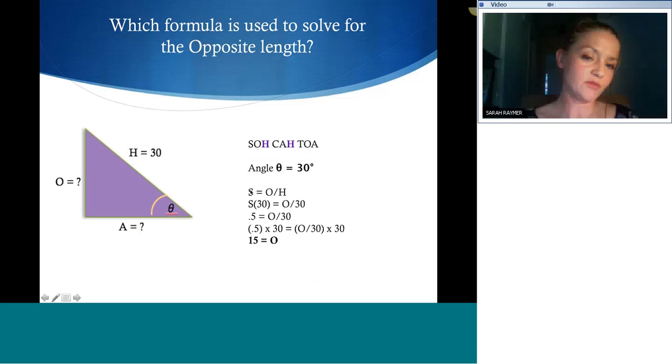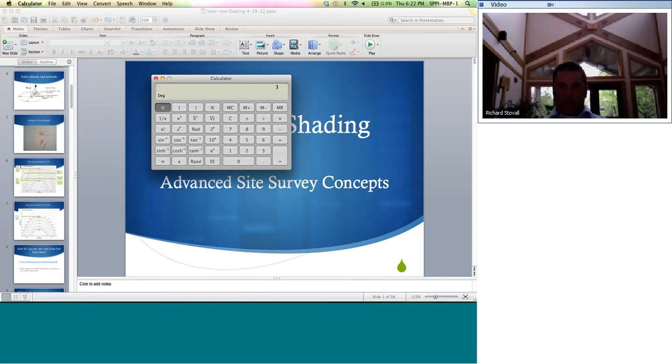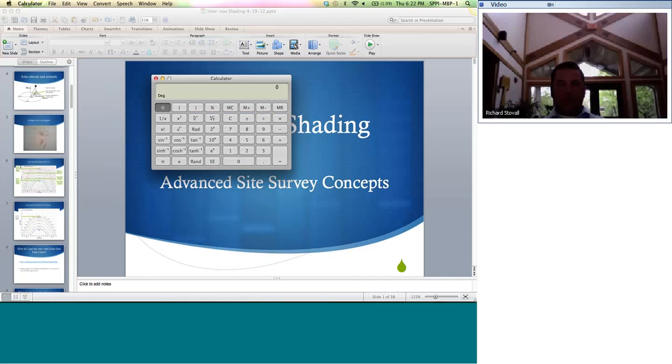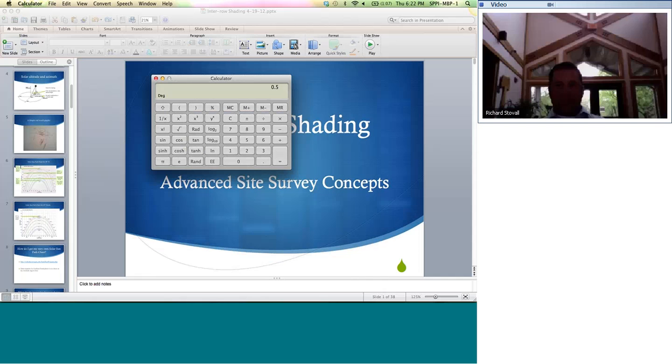Okay, so sine is opposite over hypotenuse. Sine of 30 degrees equals opposite over 30, which is the hypotenuse. So when we plug it into a calculator, sine of 30. Okay, I'll go ahead and do it. We go 30 and hit the sine button. Whoops, that didn't work. Oh, I have my shift key down. That's the problem. And that's it, it's that easy.